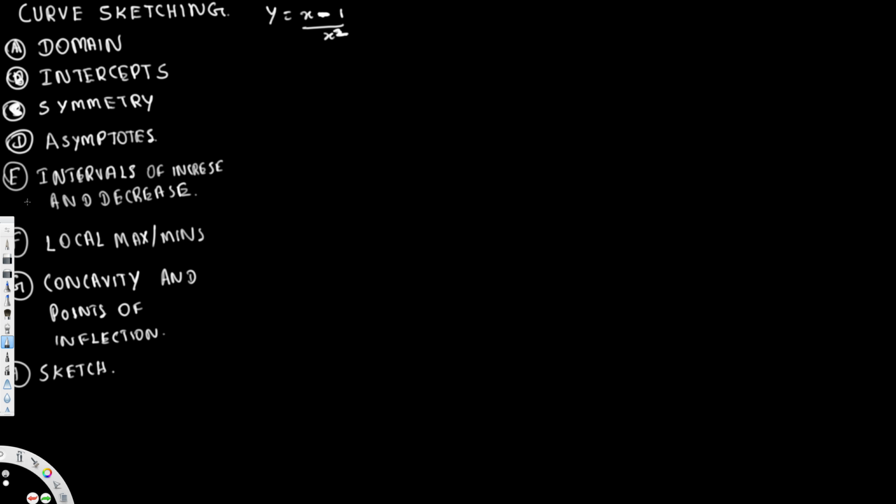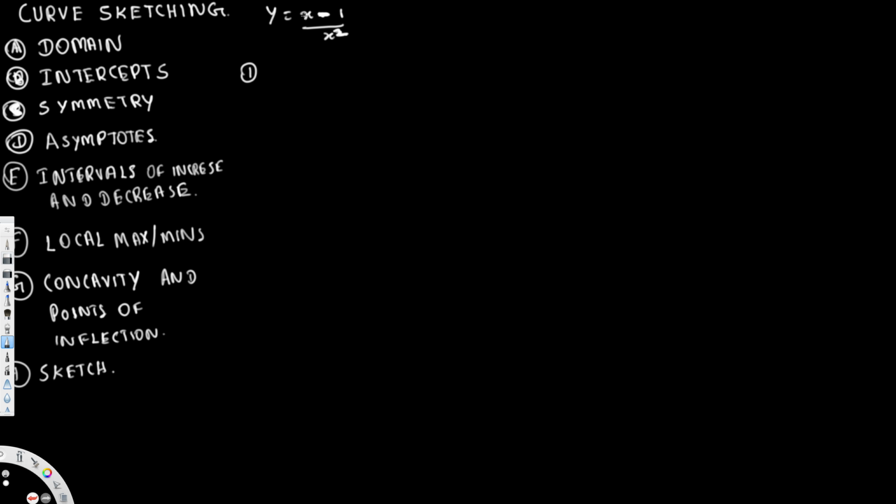What's going on, guys? Let's do this curve sketching. In order to do curve sketching, we have to know 8 things. First of all, we have to know the domain, intercepts, symmetry, and asymptotes, also intervals of increase and decrease, local max and minimum, and concavity and the points of inflection, and finally we sketch the graph. So in this case, first of all, let's start with the domain.